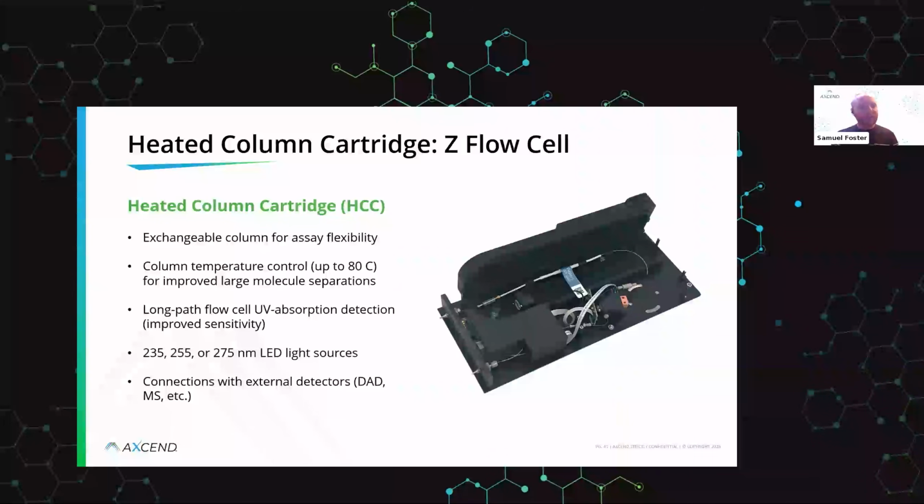Because of that, we implemented a Z flow cell based detector. In this case, it has a 1.2 millimeter path length, which does increase the sensitivity, and we'll show a side-by-side comparison for that. It does introduce more dispersion because it isn't directly at the column outlet. However, the sensitivity gains from the flow cell often outweigh the dispersion concerns.